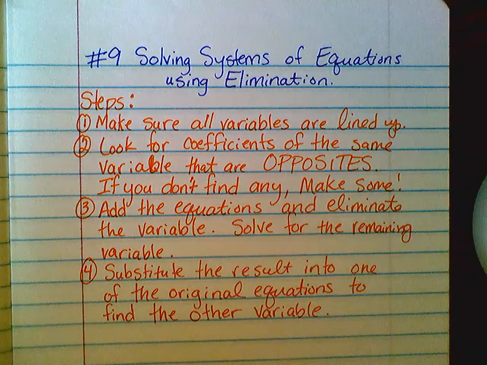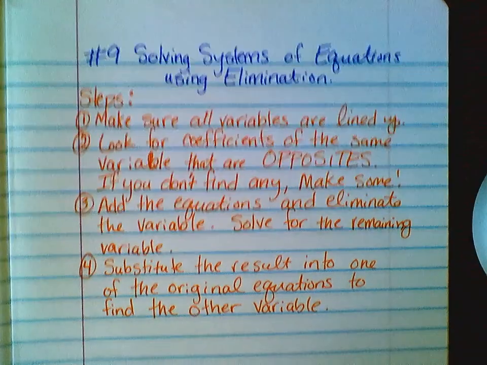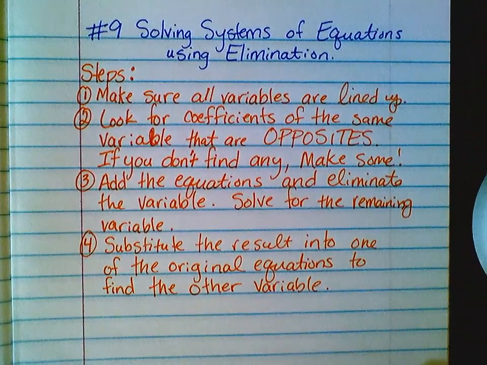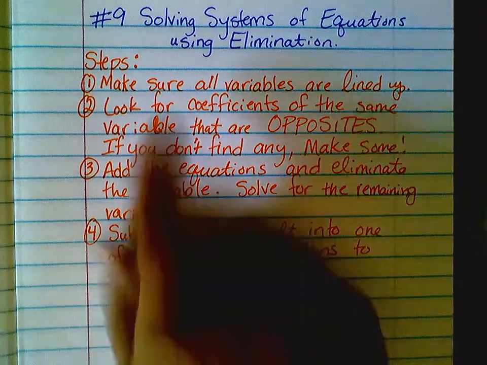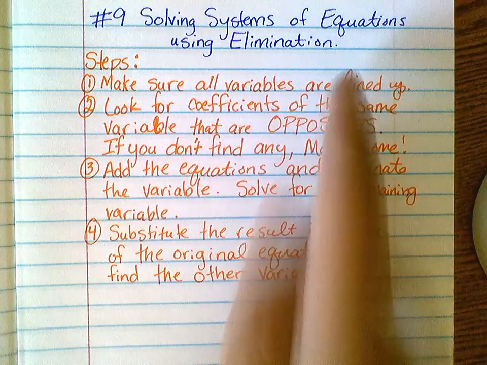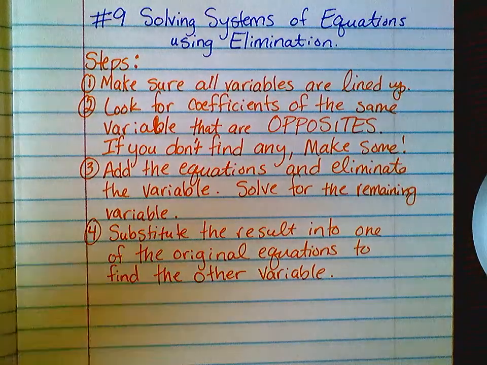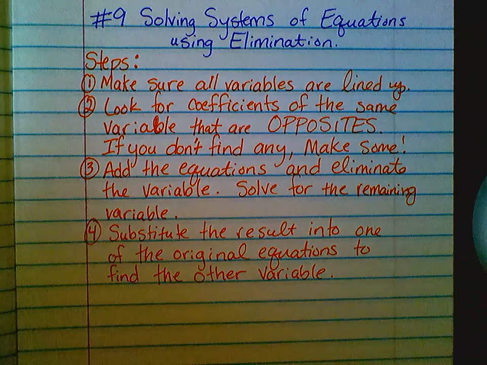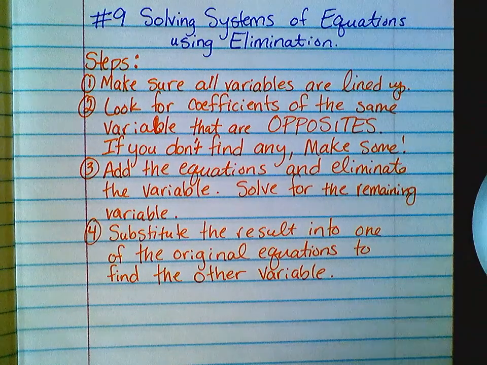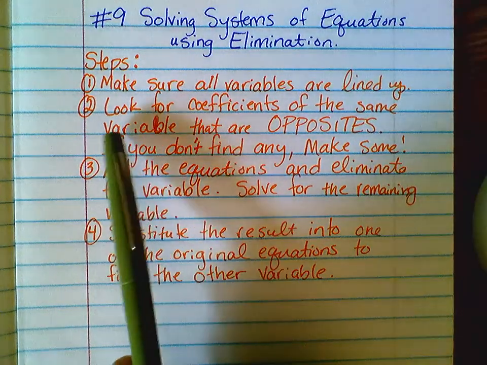So the third way to solve a system of equations is to use the elimination method. The first thing you want to make sure of is that you have all your variables lined up, your equal sign lined up, your constant terms lined up, everything's lined up. If not, it's not going to work, or you'll get wrong answers.